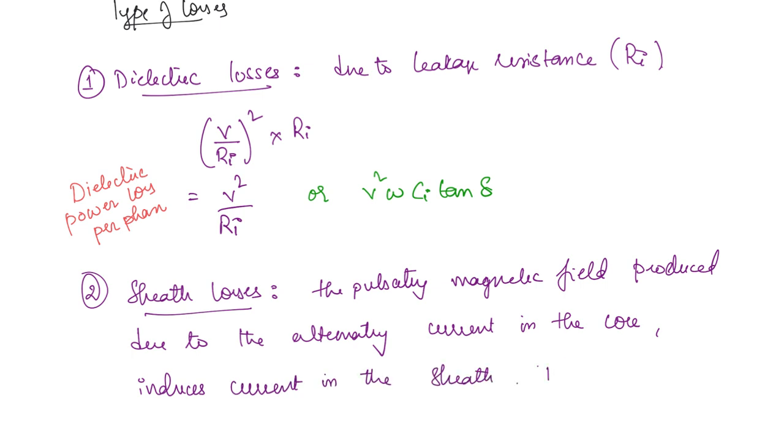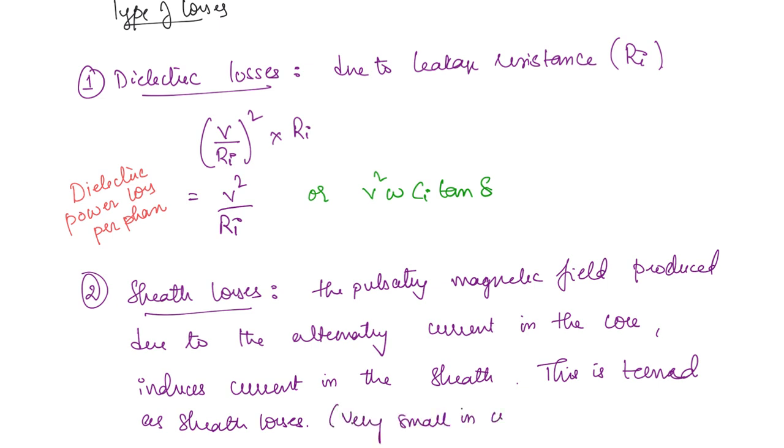When there is current, some power is used up. That is called the sheath loss. This is very small in comparison to the dielectric loss.